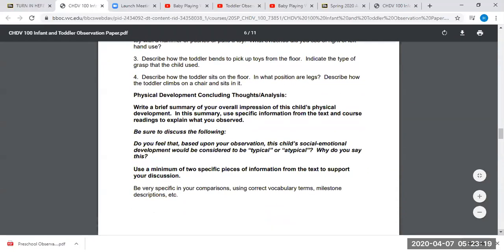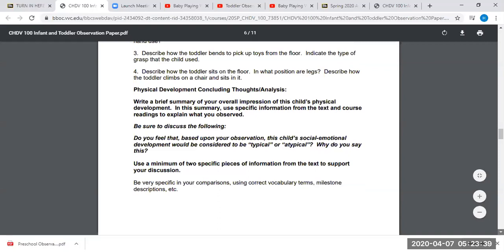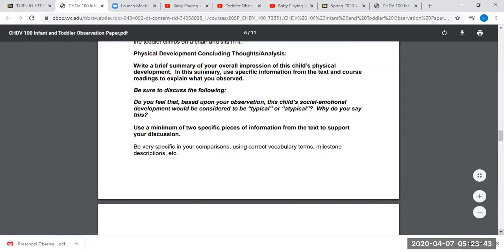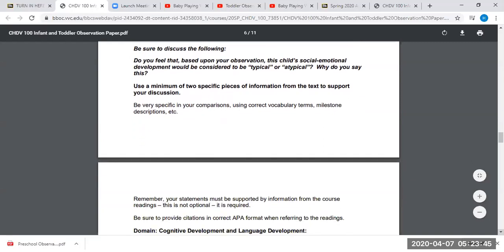So remember, this is a summary of the information that you just provided. However, I like detail. You need to give me specific information. You need to cite textbook or PowerPoint in APA. You need to support your claim if you feel the child is typical or atypical. So you have to provide reasons for that. So you're going to be citing in APA the textbook or the PowerPoint. And I'm going to be looking for specific vocabulary terms and milestones again.